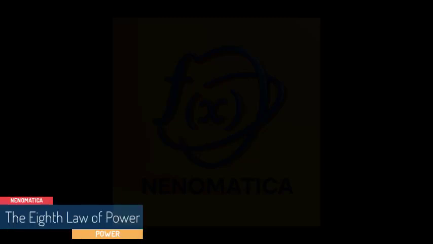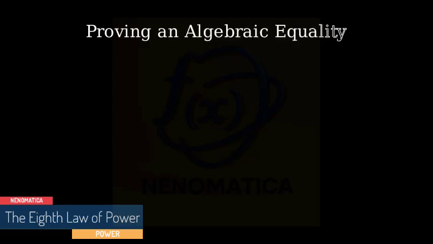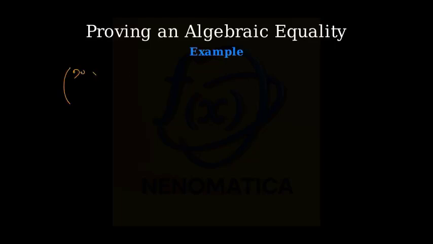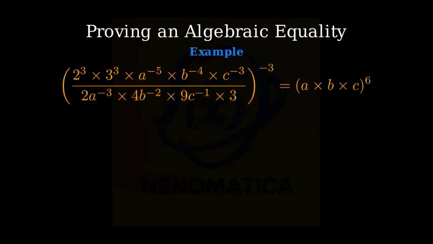Welcome to this algebra video where we'll prove an algebraic equality by working through a step-by-step solution. Let's start with our example. We need to prove the following equality. The left side contains a fraction with a product of powers in the numerator and denominator, and the right side shows this expression is equal to the quantity a times b times c all raised to the 6th power. Let's begin solving this problem.